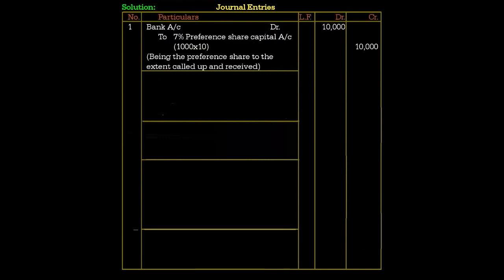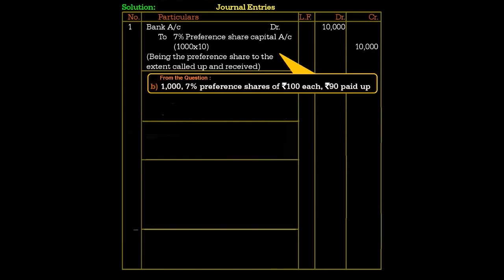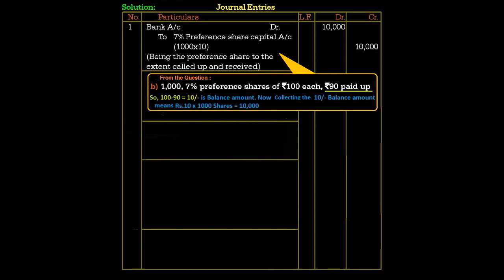For that journal entry, we have to open the journal entries column. The column consists of 5 columns. First column is date or number. Second column is particulars, then ledger folio, then debit and credit. So now the first entry for making a call and collecting money on the partly paid up shares: bank account debtor to 7% preference share capital account. We are going to call only 10 rupees because 90 is already paid. So 10 into number of shares, 1,000, comes to 10,000. 10,000 in the debit column and 10,000 in the credit column, being the preference shares to the extent called up and received.